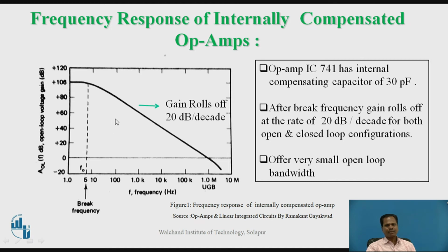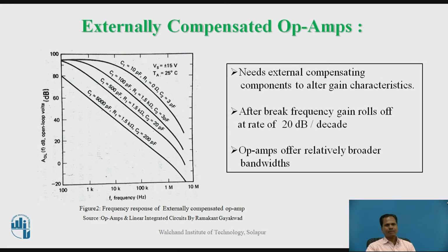So from this frequency response plot, it is seen that the internally compensated operational amplifier provides relatively small open loop bandwidth. So this is about internally compensated operational amplifier. Now let us think about externally compensated operational amplifier. The operational amplifier which requires an external compensating network is called an externally compensated or uncompensated operational amplifier.